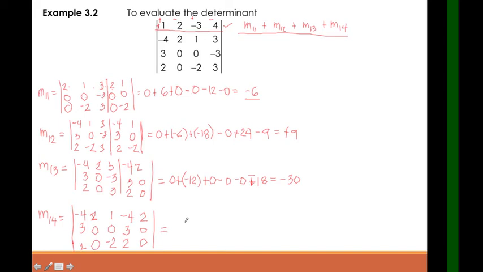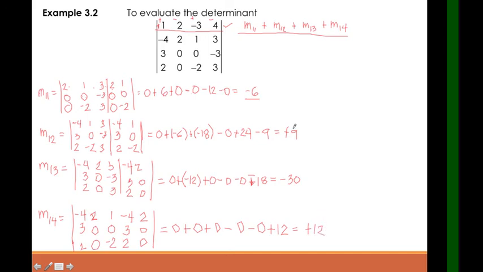So we have 4 times, ayan, 0 na yan, di ba? Plus, this is also 0. Plus, this is also 0. Minus, this is 1 times 2. Right, 1 times 0 times 2, 0 then. Minus 4 times 0 times 0, 0 then. Then 2, ito na, 2 times 3, 6 times 2 is 12, negative 12. So minus negative 12, so that's positive 12. So the answer is positive 12 or 12.